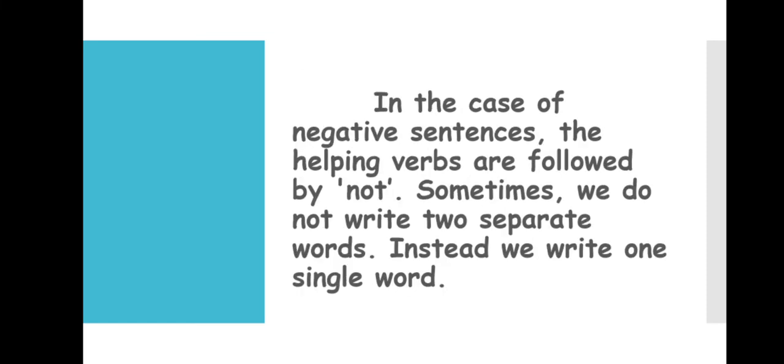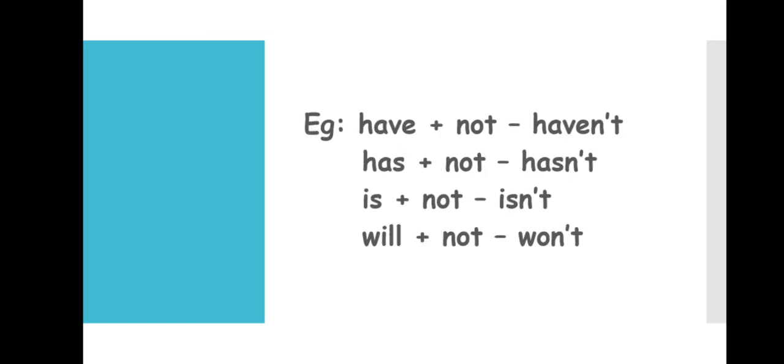Next, in the case of negative sentences, the helping verbs are followed by not. That is, we make negative sentences by using not. Sometimes we do not write two separate words, instead we write one single word. So when we add not, these two words become one word. Now let's look at the examples.